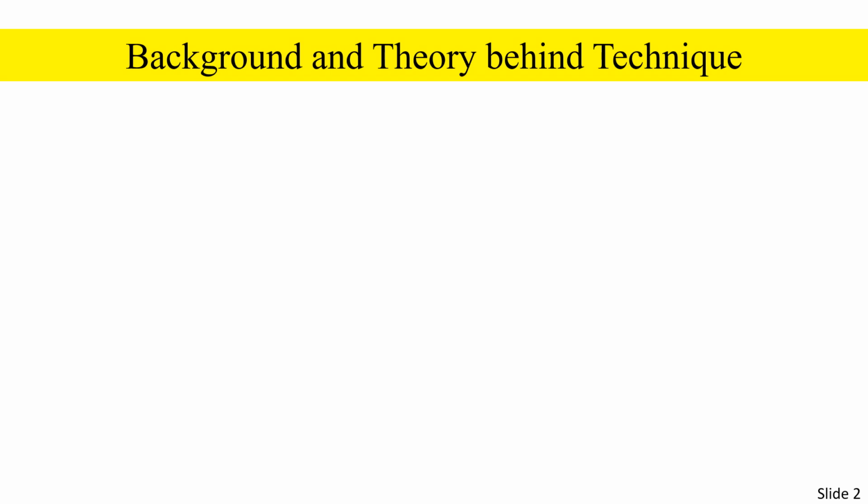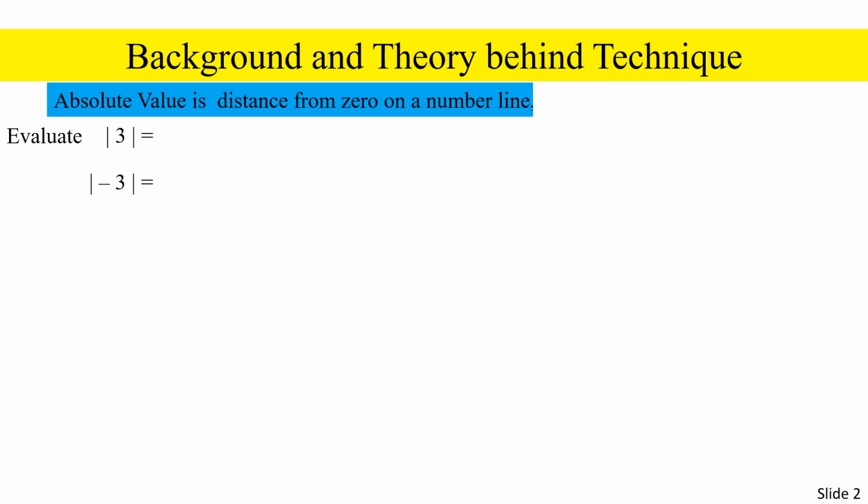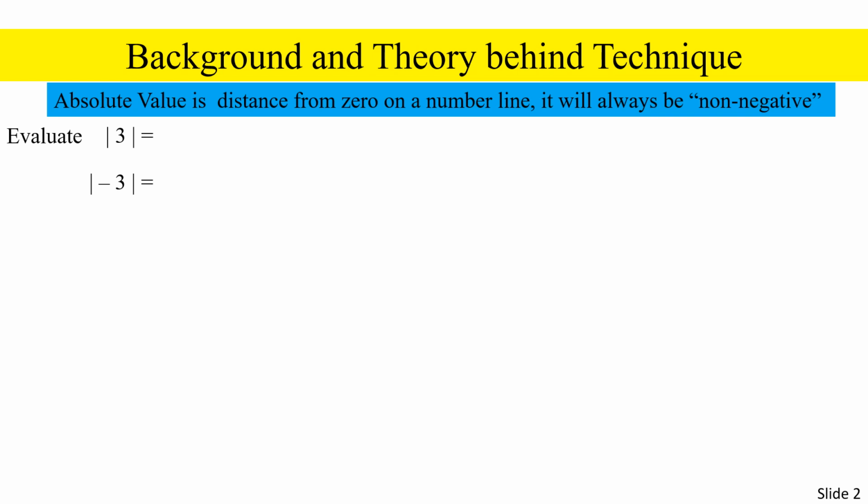So some background and theory behind the technique. If I asked you to evaluate the absolute value of 3 or the absolute value of -3, what is absolute value? Value is distance from 0 on a number line. So 3 is 3 units from 0, and it will always be non-negative. And -3 is also 3 units. So the absolute value of 3 is 3, and the absolute value of -3 is also 3. Again, absolute value will always be non-negative.